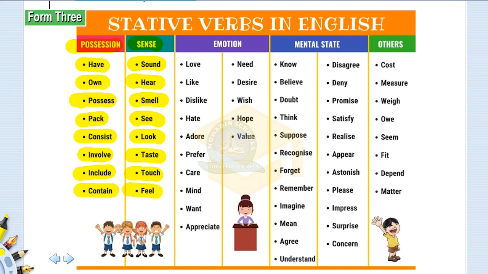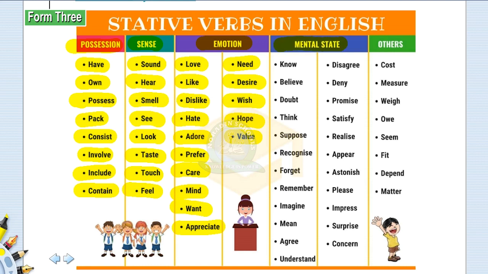And here we got other verbs. Those are known as the emotion verbs. The emotions, they don't take ing as well. Love, like, dislike, hate, adore, prefer, care, mind, want, and finally appreciate. They don't also take the ing form. We also have others like the words need, desire, wish, hope, value. And these are known as what?